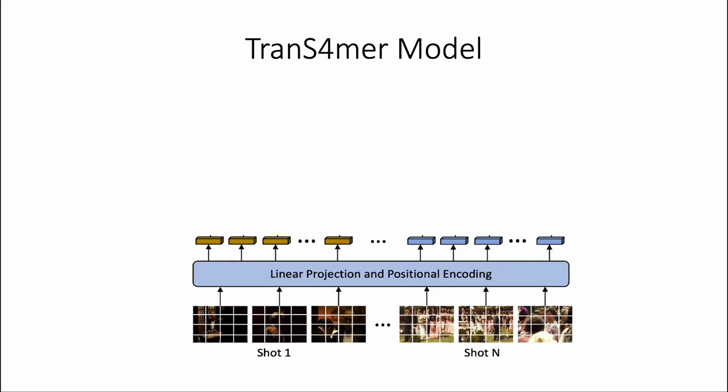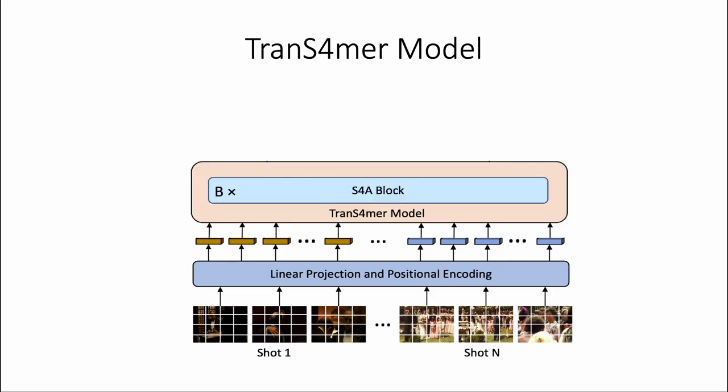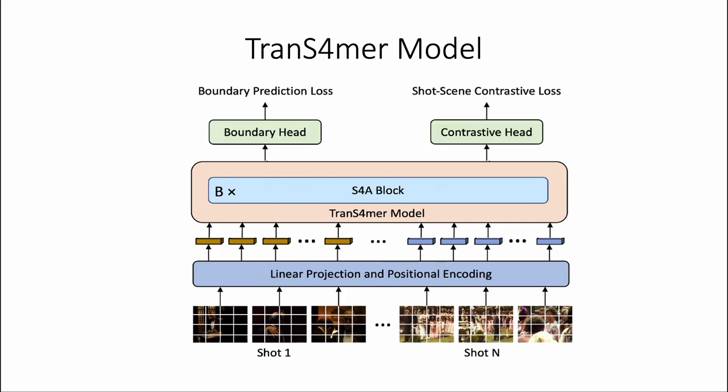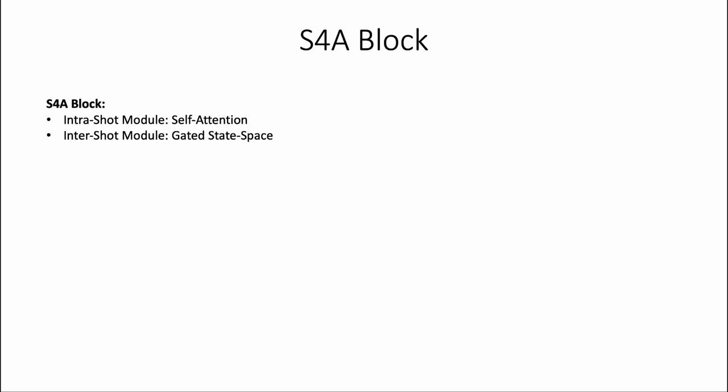First, we divide each frame into non-overlapping patches and pass them through a linear projection layer. Afterwards, we feed these patch-level tokens through our transformer model, which consists of B state space self-attention blocks. Finally, the CLS tokens of all shots are passed through two linear layers, the boundary prediction head and the contrastive head. Each S4A block is composed of two modules, a self-attention based intra-shot module and a state space based inter-shot module.